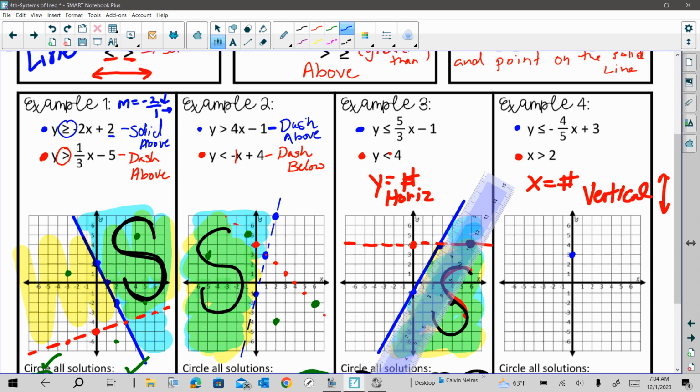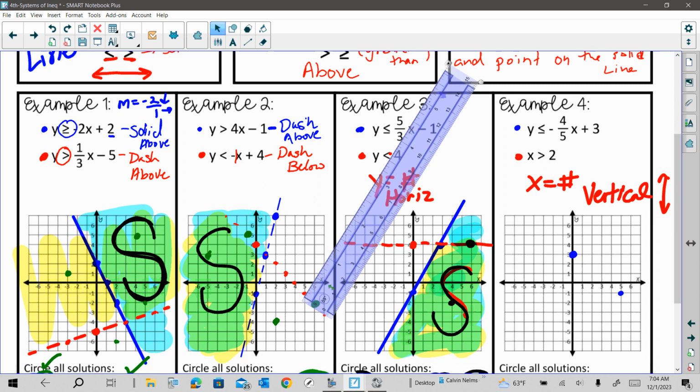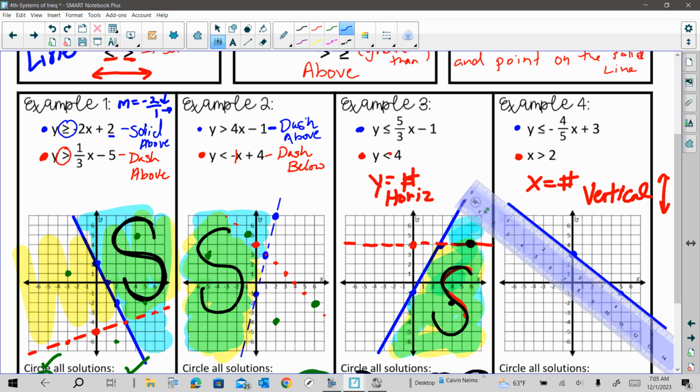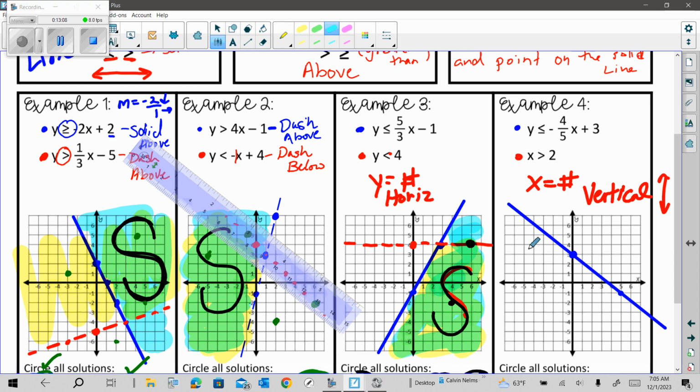Our y-intercept is at 3 for the first equation. Our slope is -4/5, so that means we have to count down 4 and to the right 5. And then we're going to have a solid line through those points. Okay, so let me get my ruler back to where it's supposed to be. All right, so we got a solid line, and we're going to shade below the line. All right, so our shading would end up being like such.